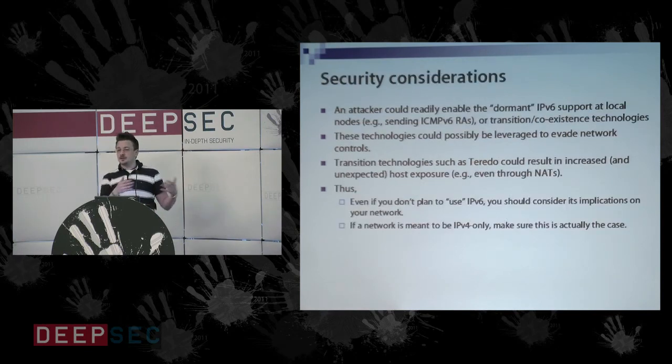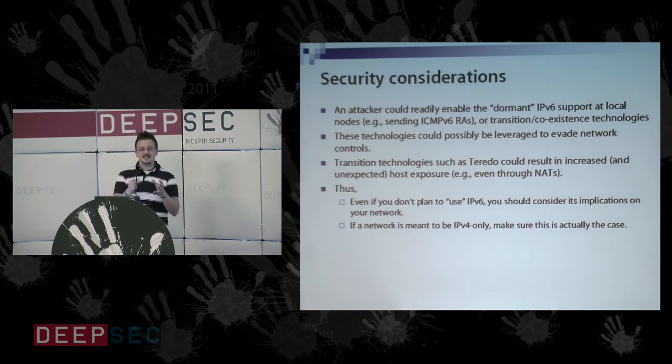The security implications of V6 on V4 networks could be, for example, that an attacker might connect to your network, enable V6 connectivity in all of your systems, and leverage that to evade some security controls that you might have. And also, there's one technology that I mentioned before, Teredo, whose goal is to make hosts accessible through a NAT, which means that if you have Teredo running on your local network, your host could be accessible from the outside network, even if you are behind the NAT, okay?